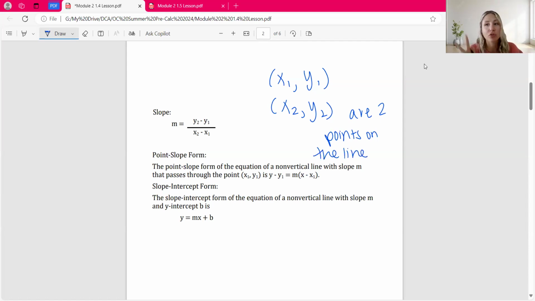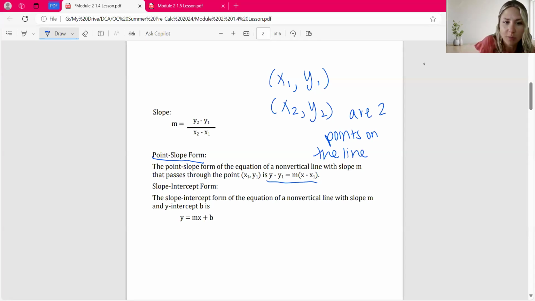And then we've got two equations that we use a lot to write equations of lines. The first one here is point slope form. So point slope form is y minus y1 equals m times x minus x1. And again, x1, y1 is a point on the line, and m is your slope.